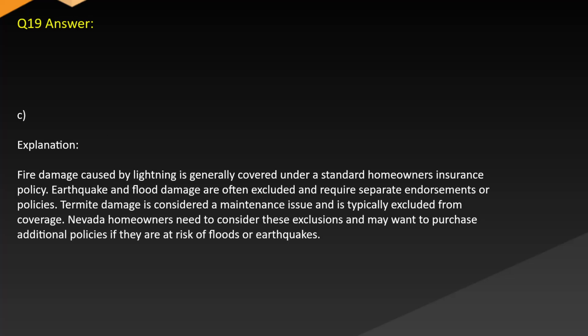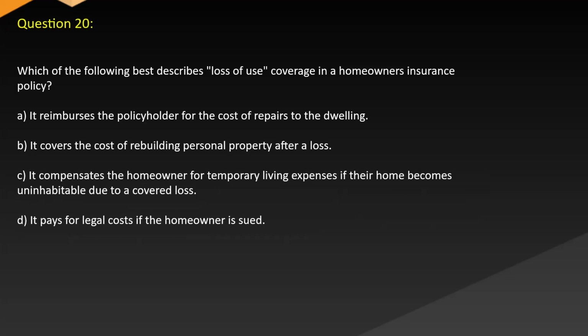Answer C. Explanation. Fire damage caused by lightning is generally covered under a standard homeowner's insurance policy. Earthquake and flood damage are often excluded and require separate endorsements or policies. Termite damage is considered a maintenance issue and is typically excluded from coverage. Nevada homeowners need to consider these exclusions and may want to purchase additional policies if they are at risk of floods or earthquakes.